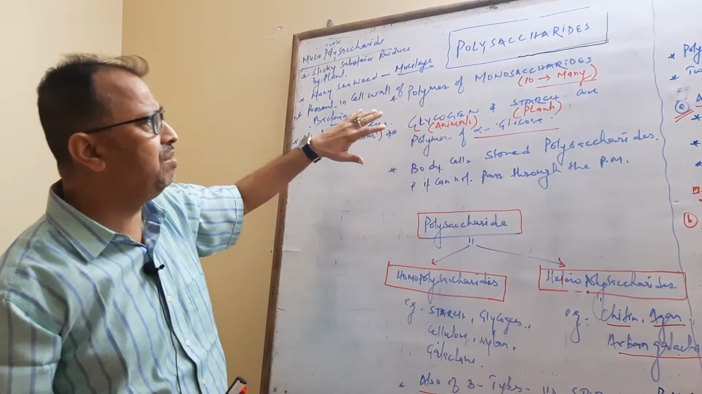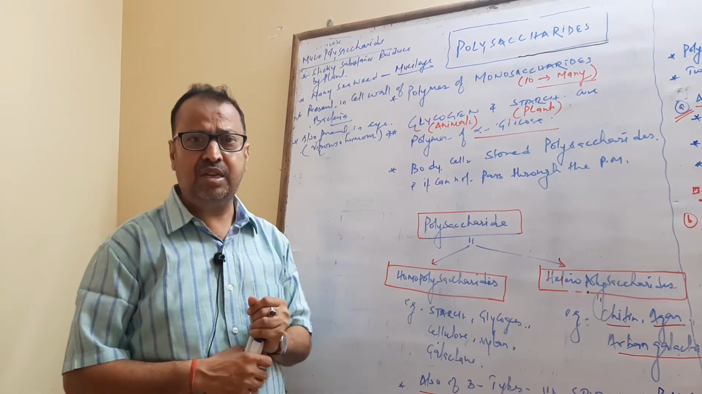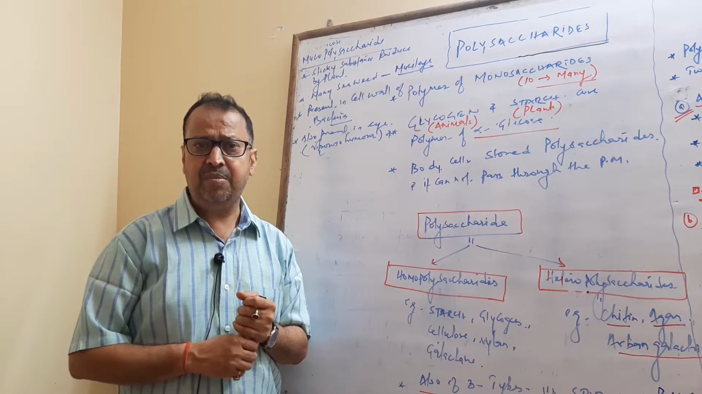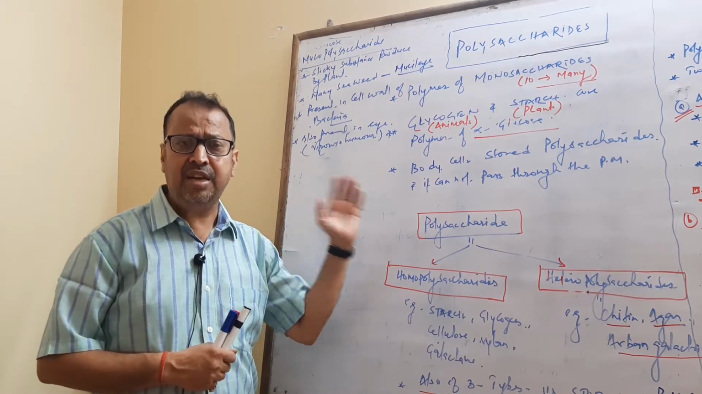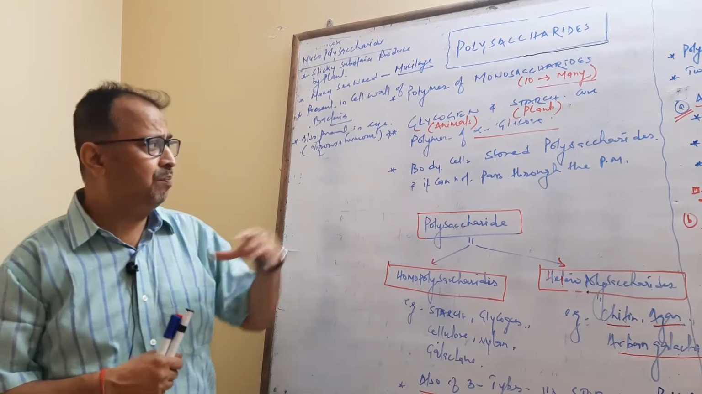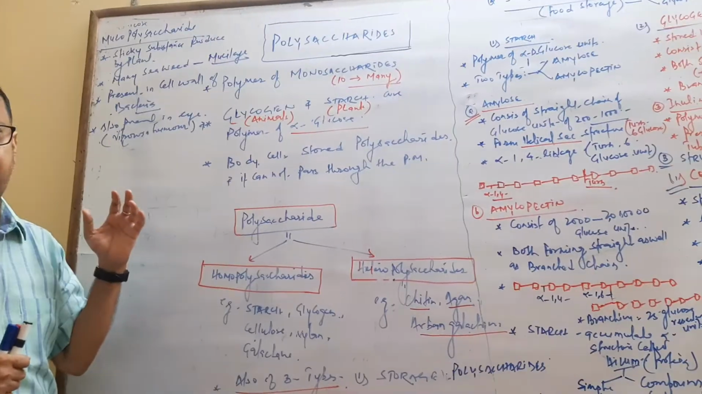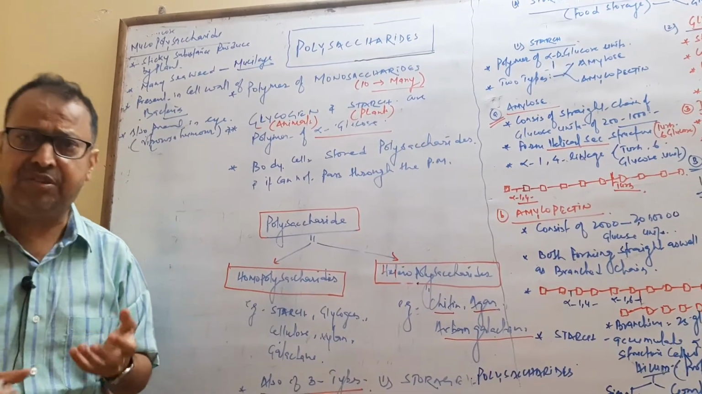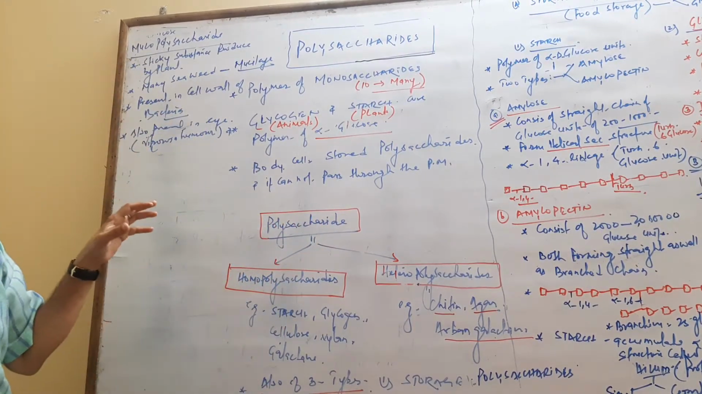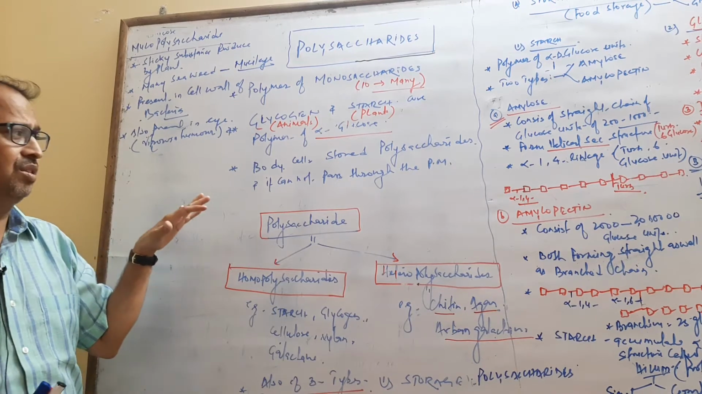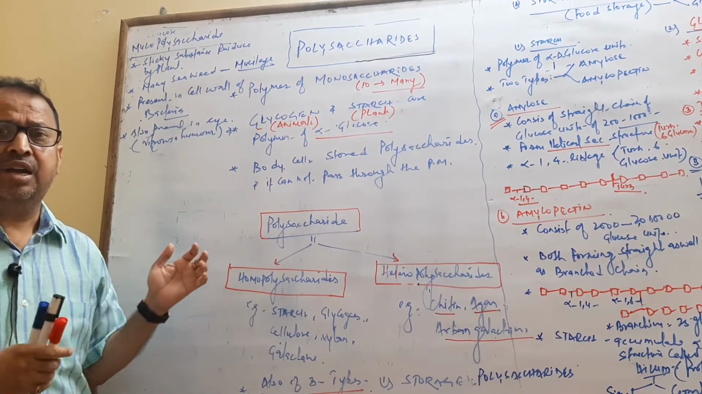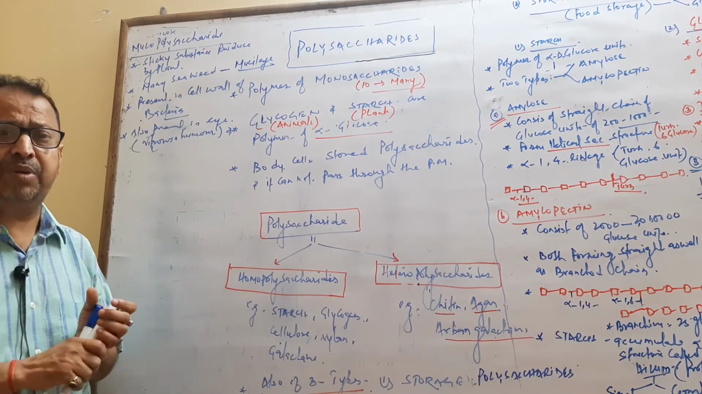The main polysaccharides are glycogen and starch. Glycogen is present in animals and starch is present in plant cells. Body cells store polysaccharides: plant cells store them as starch, and animal cells store them as glycogen. They are stored and are not able to cross the plasma membrane.